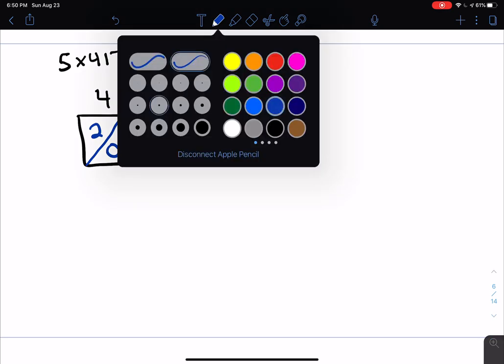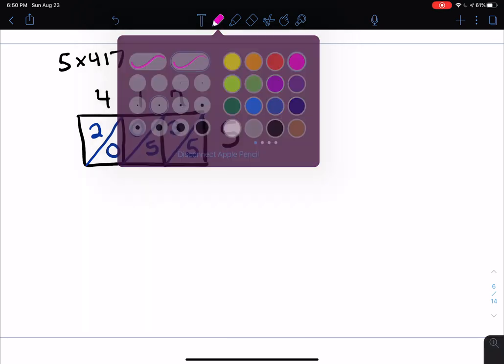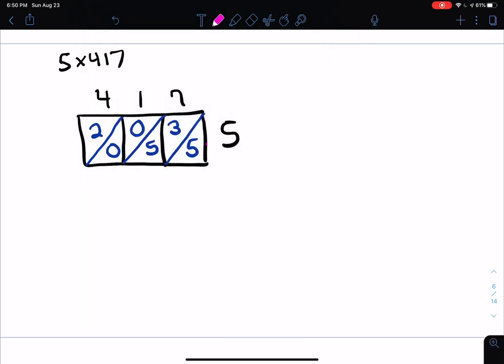But what I'm going to do is add the diagonals. Let's use pink. I'm going to look along the diagonals and add each one up. If I end up with double digits, then I'll do the carrying process to the next diagonal.